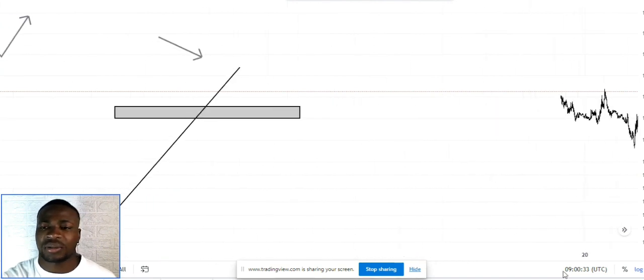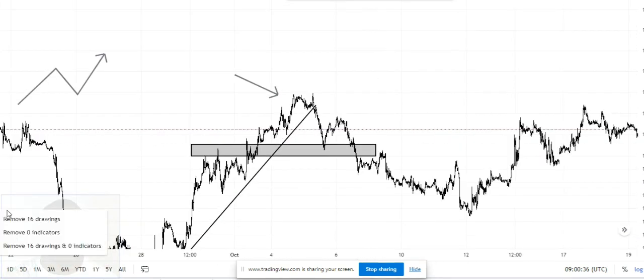We go down to a 50-minute chart, guys. Check this out. You're going to see the market is trending. Let me just erase all this.